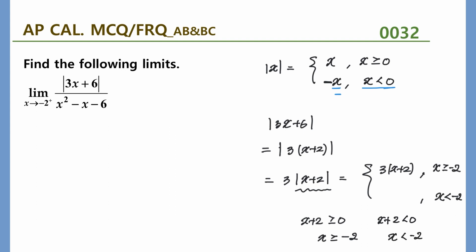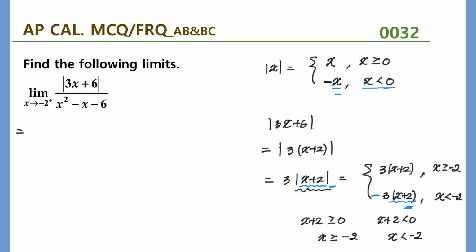Then this value is negative. So we must have a negative in front of this expression x plus 2, because this is negative. Negative times negative gives us positive, right? Absolute value is always a positive value. Does that make sense?